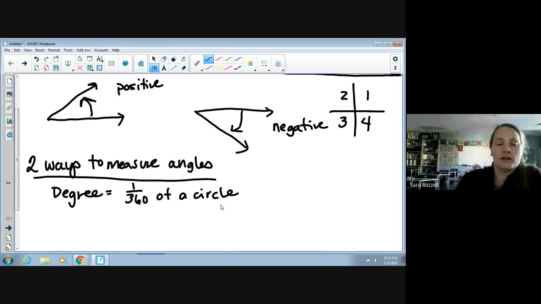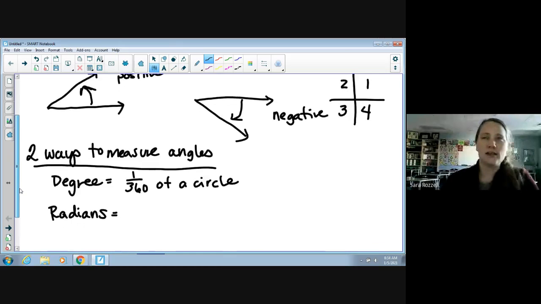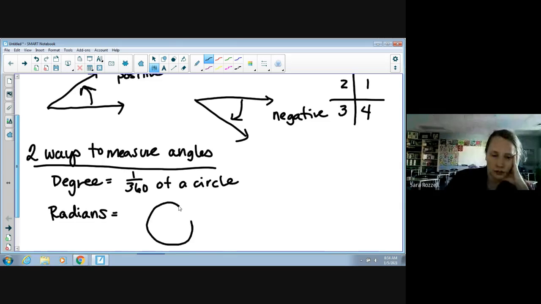Our second way that we can measure angles, these are called radians. What a radian is, this is kind of interesting to think of. So our radian, 1 radian is the same kind of measure as a degree. But I'm going to show you a picture. What is this length from the center of the circle to the outside of the circle called? Radius. That's the radius, right?